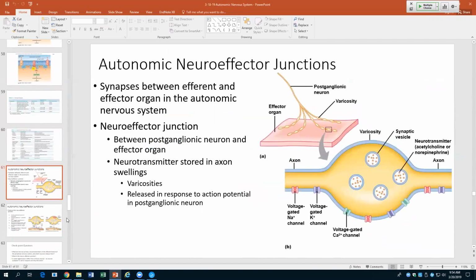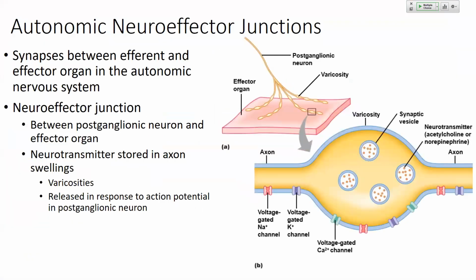What are some examples of those tissues? What are some examples of those effector organs that we're talking about here? Smooth muscle. Glands. Glandular tissue. Adipose tissue. There's one more. Cardiac muscle, right? So the area where that postganglionic neuron communicates with one of those four effector tissues is called the neuroeffector junction.